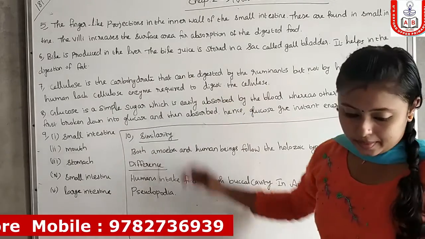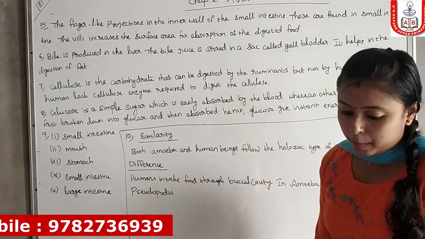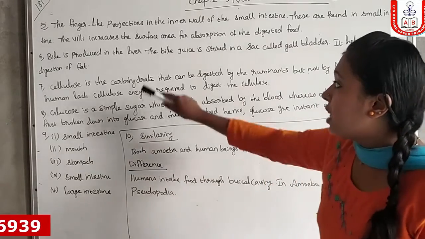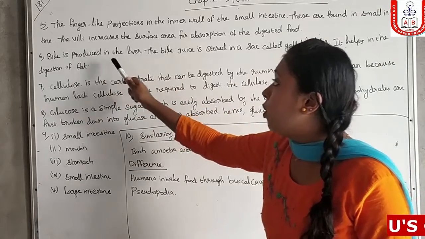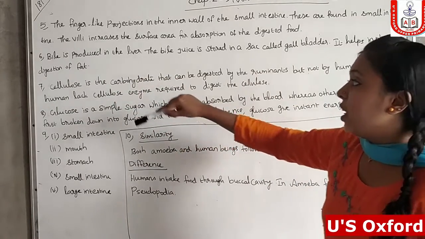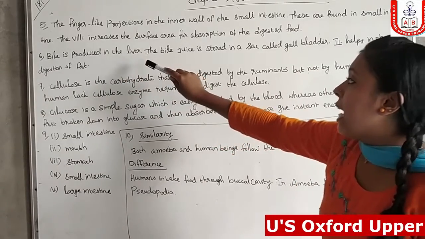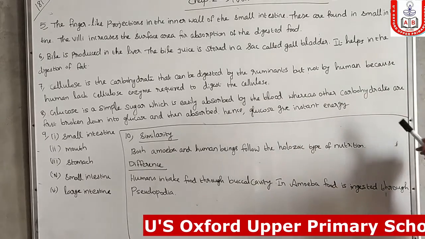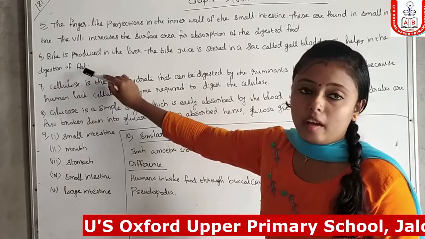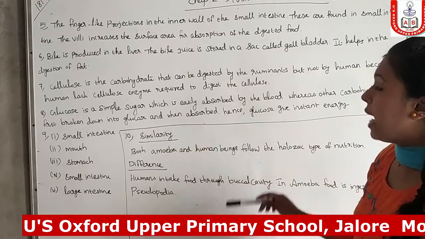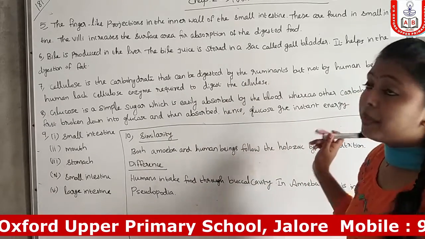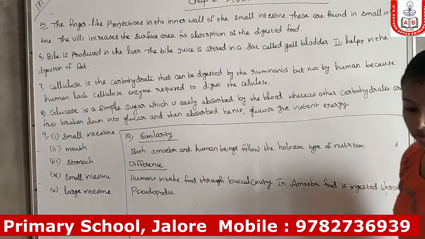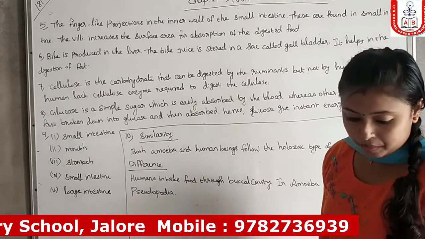Next, question number 6. Where is the bile produced? Which component of the food does it help to digest? So this one is the answer. Bile is produced in the liver. Yesterday we studied that bile is produced in the liver, and the bile juice is stored in a sac called the gallbladder. It helps in the digestion of fat. Bile is produced in the liver.